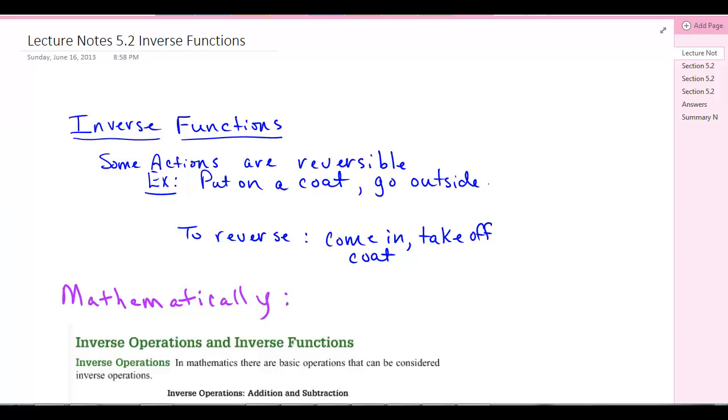This is section 5.2, inverse functions. What we want to think about first is that some actions in the real world are reversible, some are not. For example, if you put on a coat and you go outside, you can reverse that. You would first come inside and then take off your coat. So there was a logical order of how you would reverse that.